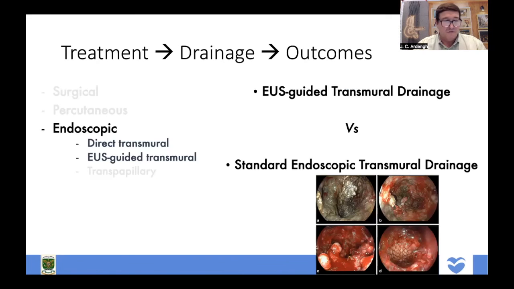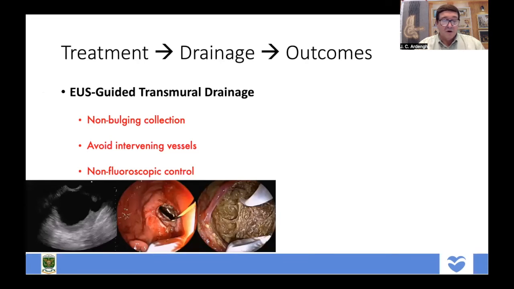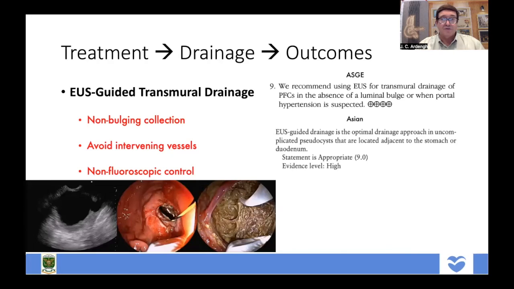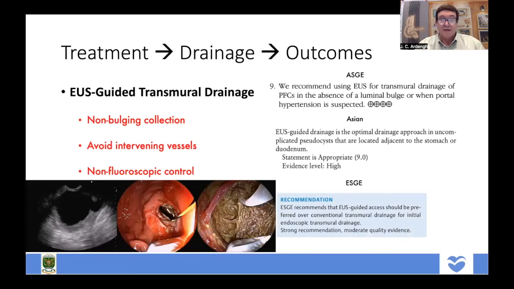pancreatic fluid collection. Nothing is fairer than comparing EUS-guided drainage or necrosectomy with standard transmural endoscopic drainage. However, conducting a randomized controlled trial with these techniques prospectively is difficult to perform. The recommendation of the 3 most important gastrointestinal endoscopy societies is to use EUS-guided transmural drainage in patients with a non-bulging collection to avoid intervening vessels, not requiring fluoroscopic control.